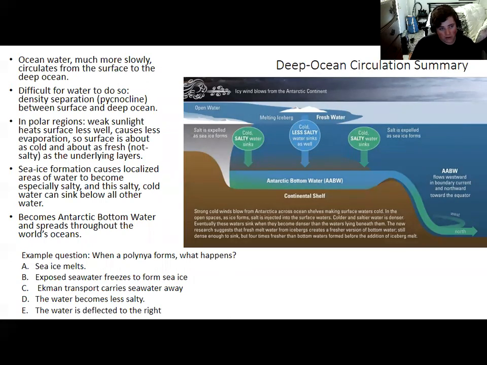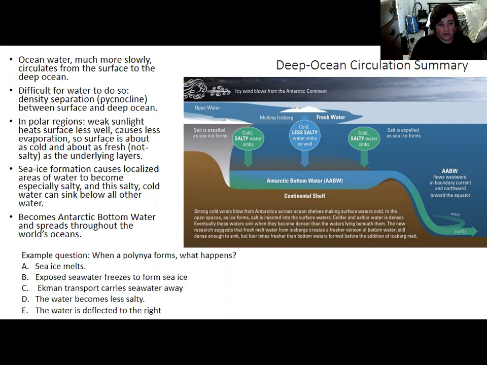Antarctic bottom water forms because Antarctica is one of the few places where the pycnocline, or the density separation between the surface and deep ocean, is not very pronounced. And what can be a little bit confusing is thinking about what's going on with the ocean as a whole versus individual masses of water, like small localized areas of water.